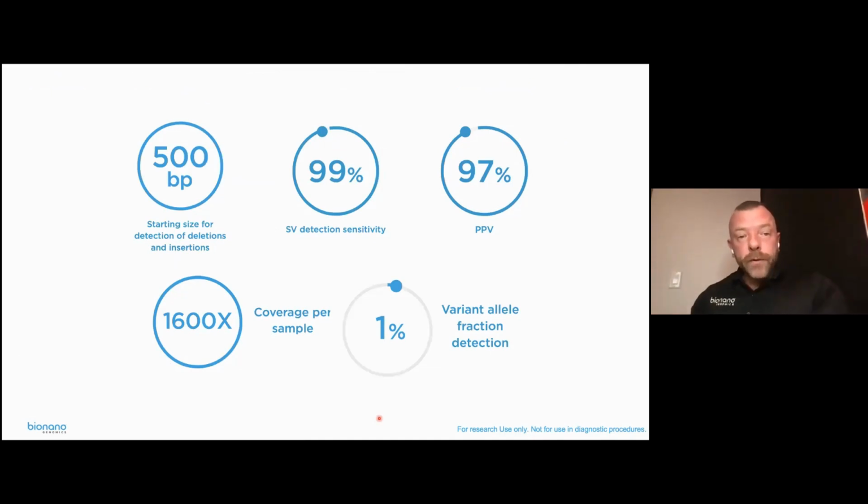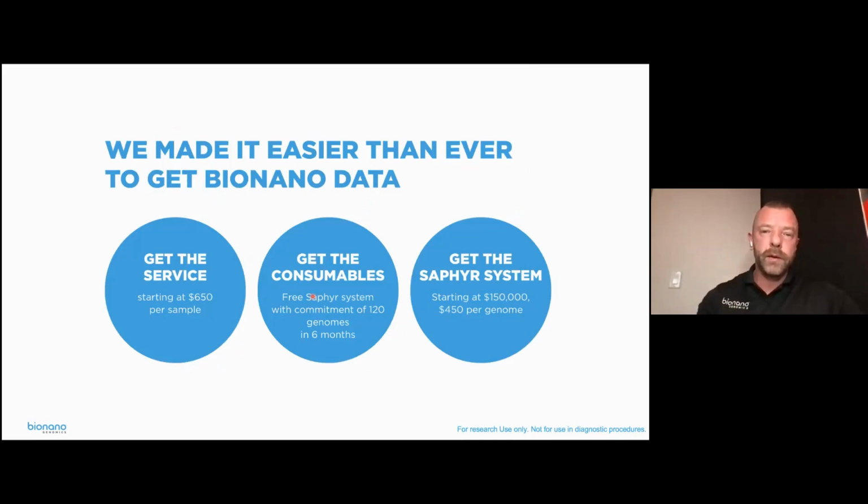So to summarize, I want to remind you that our optical genome mapping technology can detect all types of structural variants starting at 500 base pairs with a sensitivity as high as 99% and a PPV of 97%, meaning that the structural variants that we detect are really there. We can get as much as 1600x coverage per sample, and that allows you to detect structural variants down to 1% allele fraction.